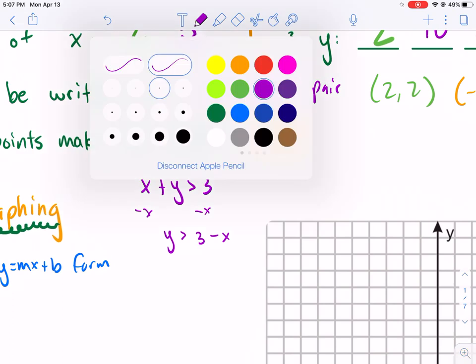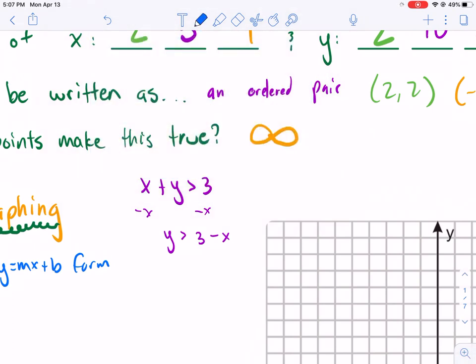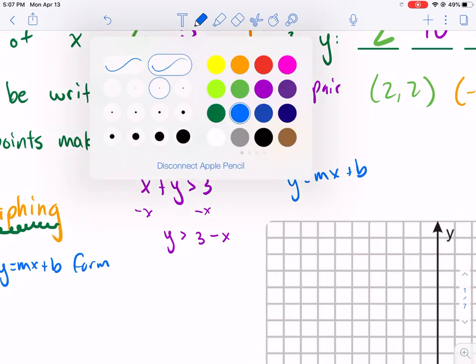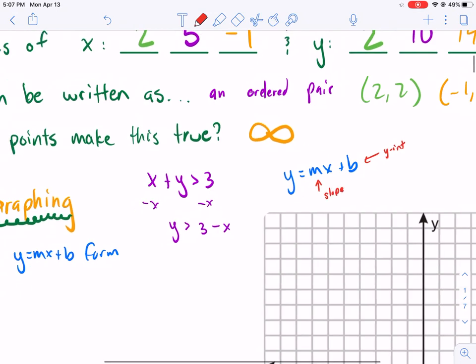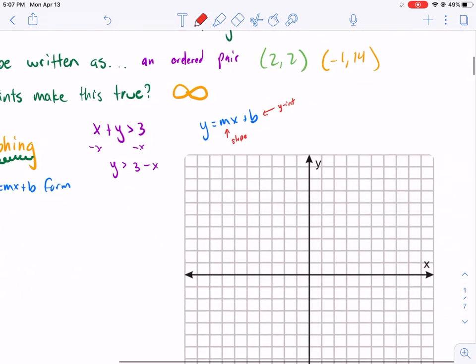As a quick summary of graphing slope-intercept form, y equals mx plus b. b is your y-intercept. m is your slope. Okay? You start by graphing the y-intercept. So in this case, it's 3. I'm going to use purple. Graph it on 3. And now I'm going to use my slope.